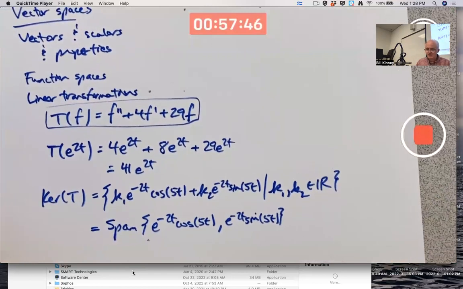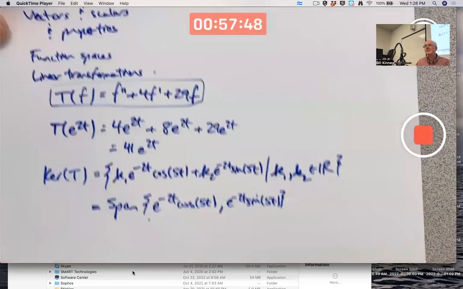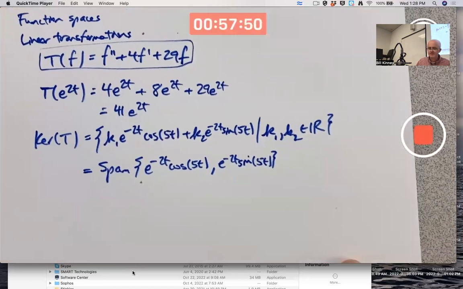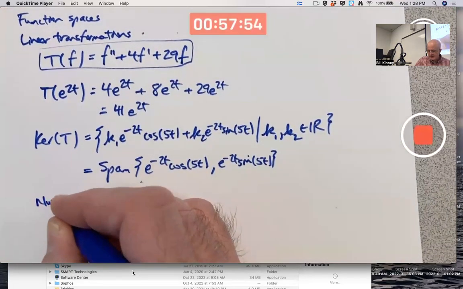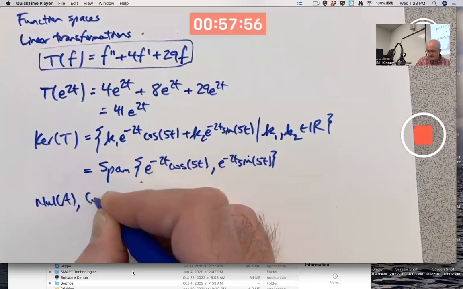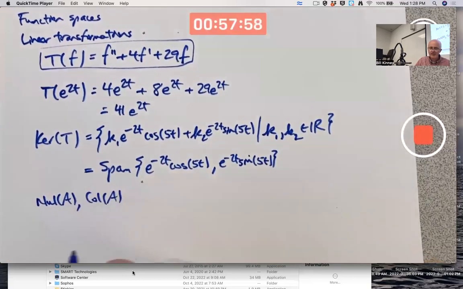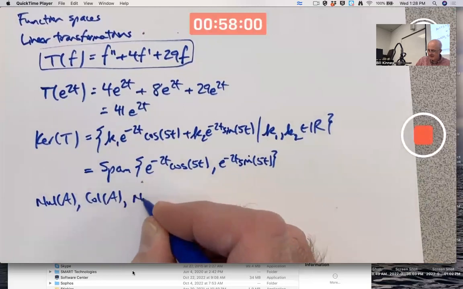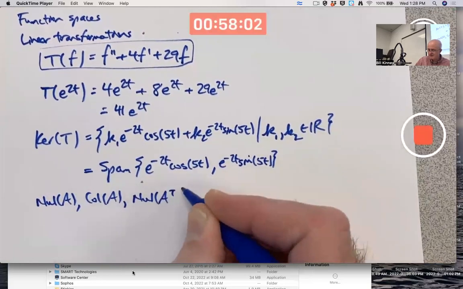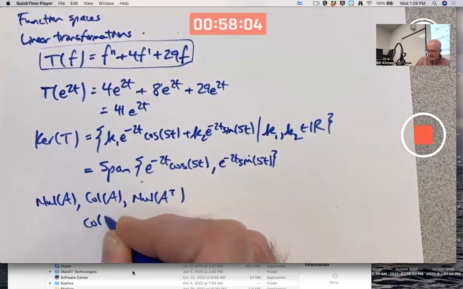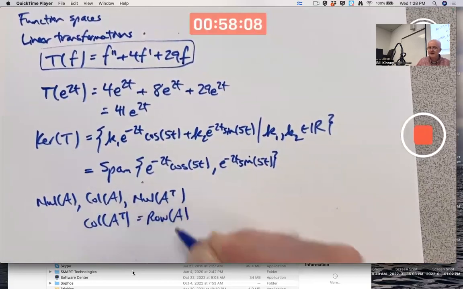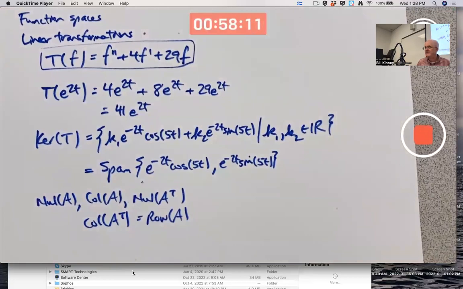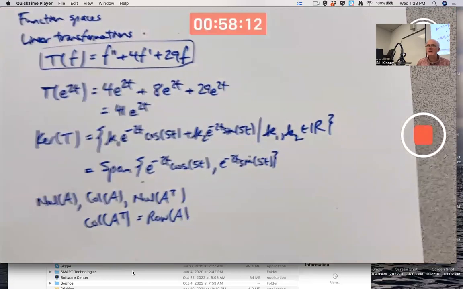Other things we did with vector spaces included more things with matrices, finding a basis for the null space of a matrix, for the column space of a matrix, technically also for the null space of its transpose, and the column space of its transpose, which is the same as the row space of the original matrix. You should know the algorithms for finding bases for those things, and relate them to the Rank-Nullity theorem.